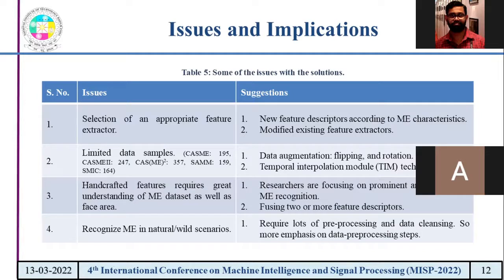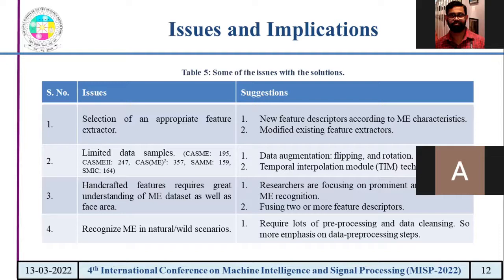And in this category, only a few samples are there. So that's why we need more samples, and for this, data augmentation techniques are adopted. Researchers are also using the temporal interpolation module, so they are introducing some frames in between the original video sequence.